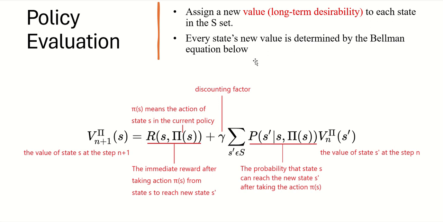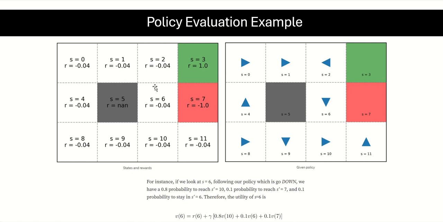And the function used to reevaluate the value is called the Bellman equation. This is the Bellman equation, and this represents the value of state S at step n plus 1. This is the immediate reward. This is the discounting factor. This is the long-term benefit. And I'm going to show an example. So the example is about state 6.